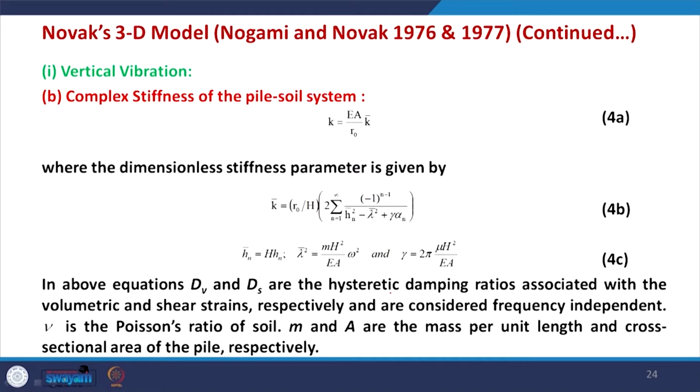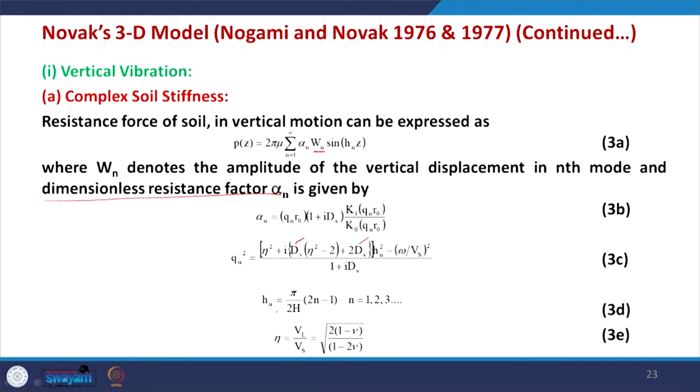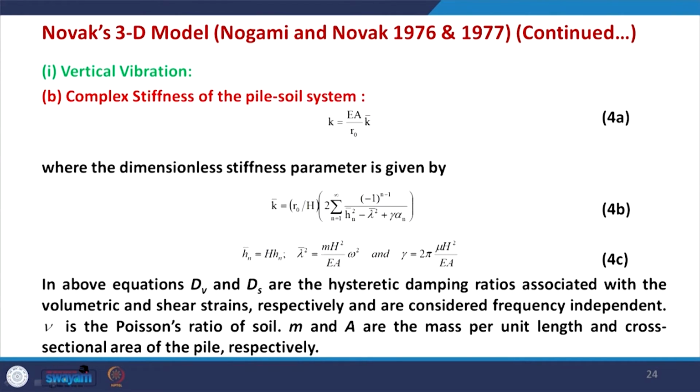However, you need to understand that everything in this equation is known, because H_n has already been defined. If we select the value of n equal to 1, then it will simply be pi by 2H, and capital H is known. Lambda bar you can obtain once the properties are known, where E is Young's modulus of the pile and nu is the Poisson's ratio. Then lambda bar can be obtained, then factor gamma can be obtained, and as a result you are ultimately able to get the value of k bar.